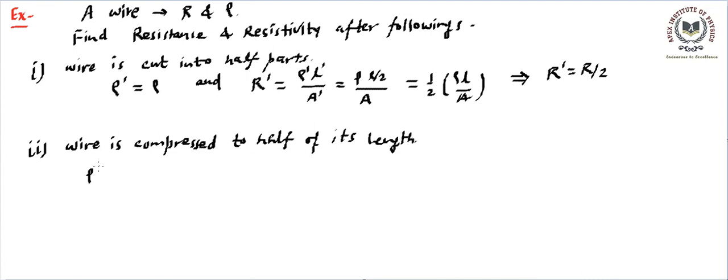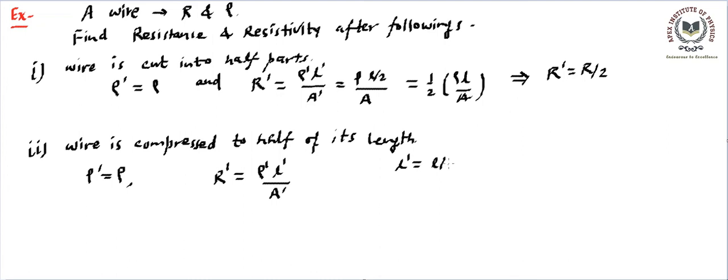Again, we were saying that new resistivity will be equal to the old resistivity, because resistivity does not depend on the physical processes or on the geometry and size itself, right? It depends on the material. Material is same, so the resistivity remains same. What about the new resistance? You will find new resistance will be new resistivity times new length divided by new area. Now, when we compress a wire, that means we are reducing the length, and here the new length is going to be half of the old length, so it's going to be L by 2.